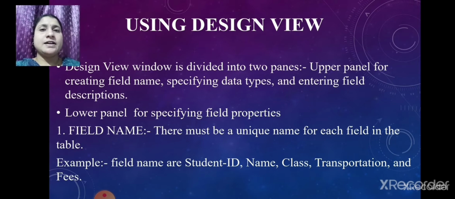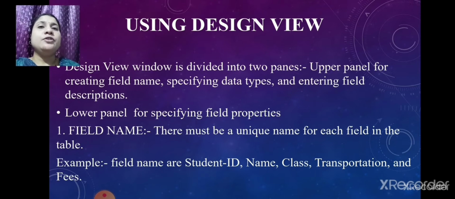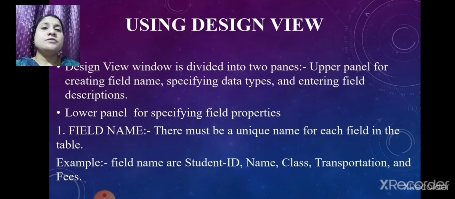In the previous class we have already learned how to create a table by using datasheet view, and now in this class we are going to use design view. With the help of this design view you can create a table with greater control over its structure. You also can describe the structure of the table before creating it. For example, you enter your own field name and description and choose your own data type to associate with each field. So our design view window is divided into two panels.